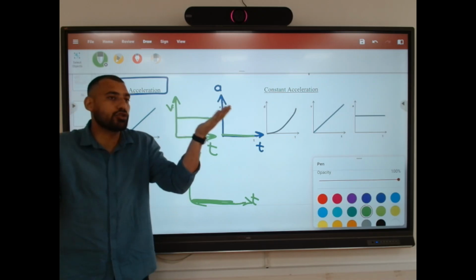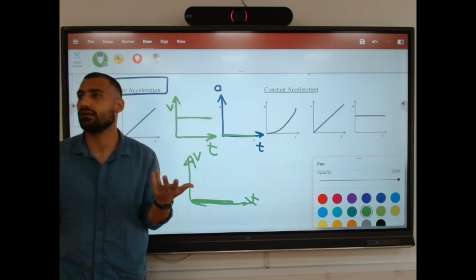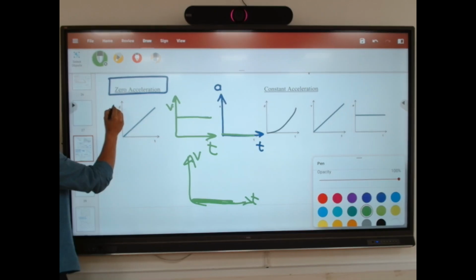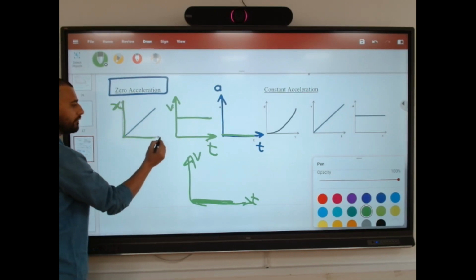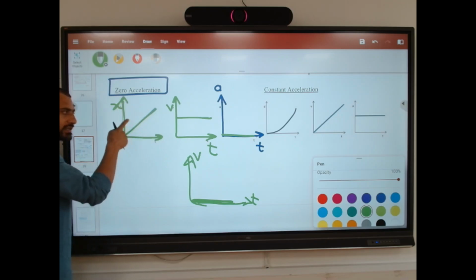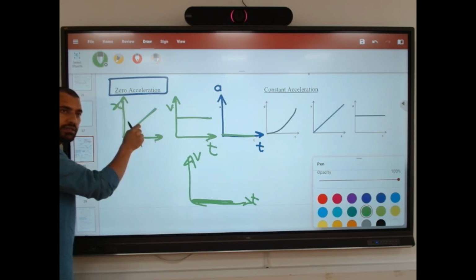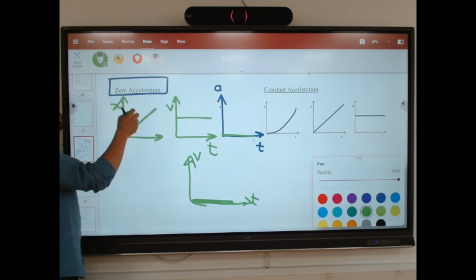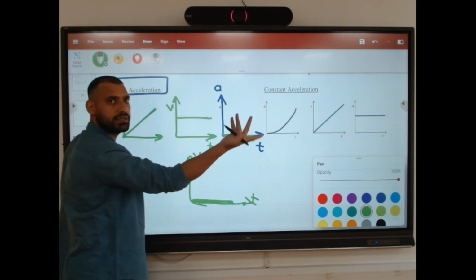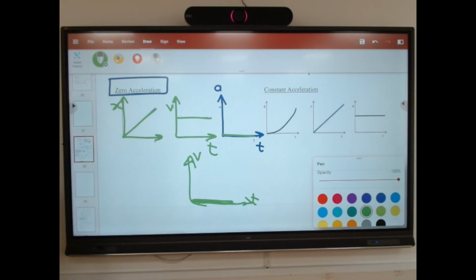Yes. When the slope is constant, how will the graph look? A straight line, isn't it? This is the position time graph. The position time graph will be a straight line, because the slope of this graph is constant. When the slope is constant, it means velocity is constant. And when the velocity is constant, acceleration will be zero. Is that clear? Just one piece of information was conveyed, zero acceleration, and from this we can plot three different graphs.